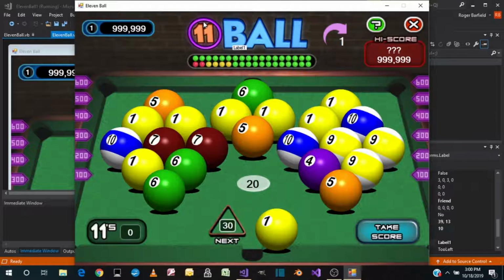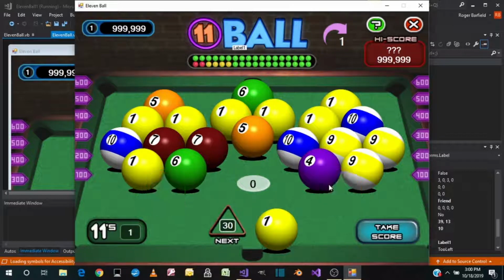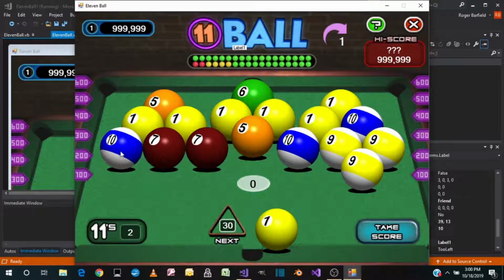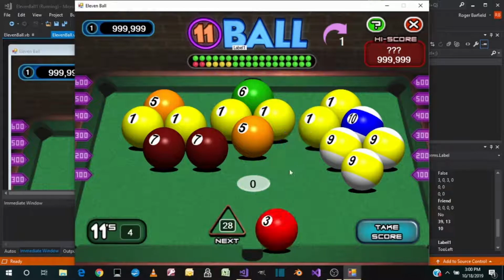When we left off, we were able to put the balls on the table in a shuffled form. We could select the balls, and when they made 11, they would disappear. Basically, it's starting to look like a game. But you notice when we click, you don't see the little points pop up, and nothing's changing. So we need to start working on that right now.